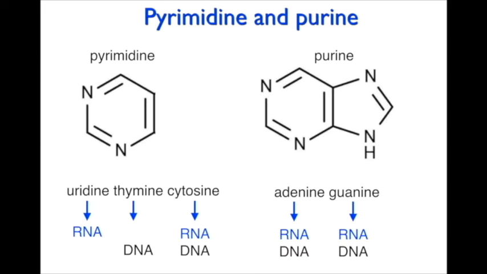Now, the 5 nucleotides are used to make RNA and DNA, and the bases are categorized as pyrimidine or purine bases according to their structure. So the pyrimidine bases are made up of uridine, thymine, and cytosine, and the purine bases are made up of adenine and guanine. And you can say that uridine is present in RNA, and thymine is present in DNA, and the other 3 bases are present in both RNA and DNA.